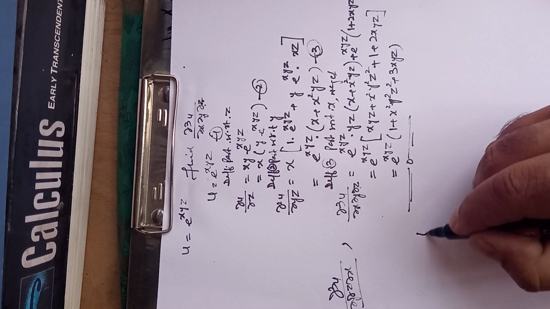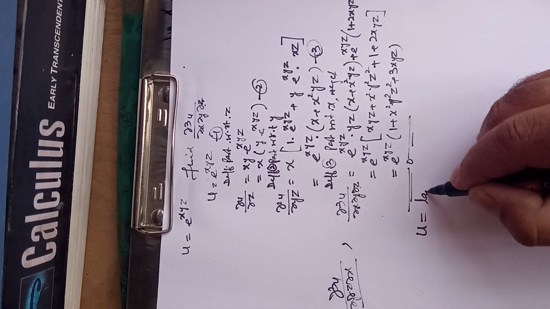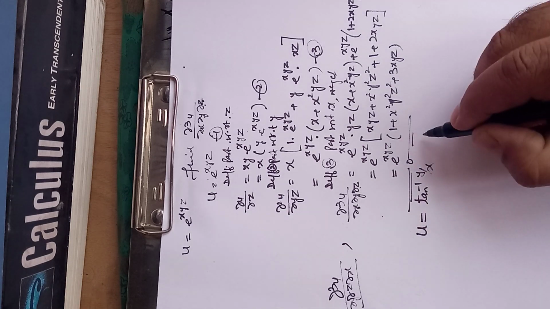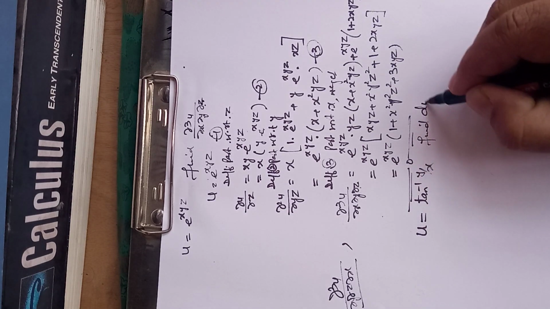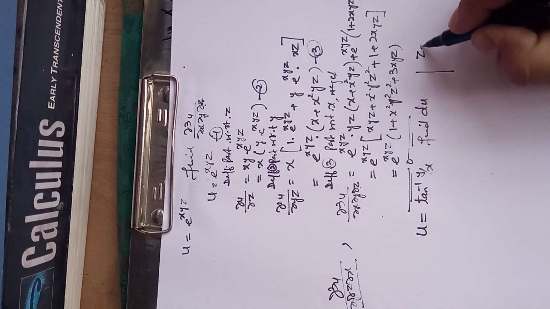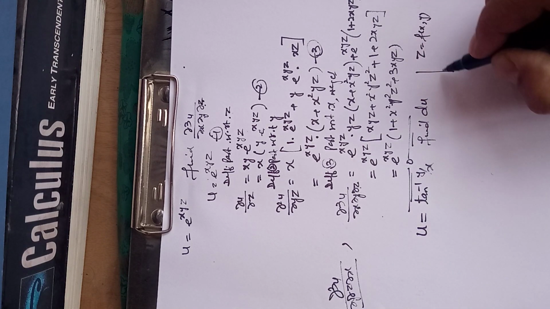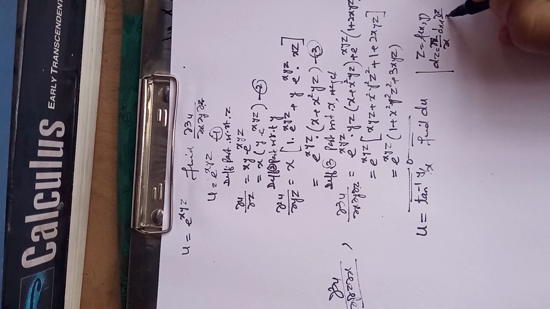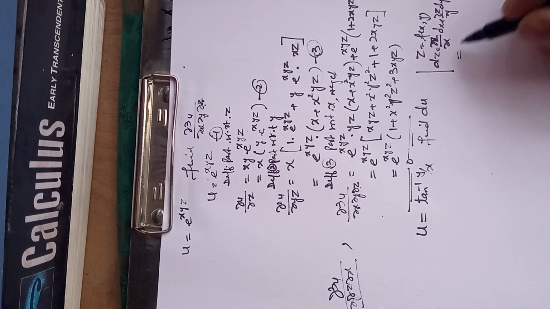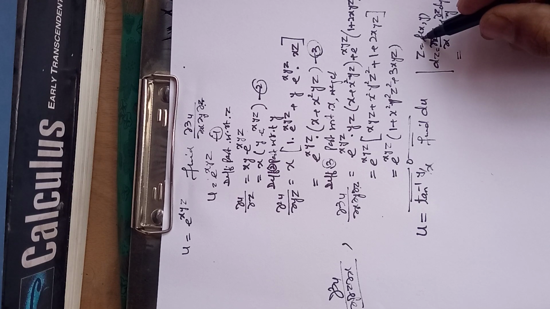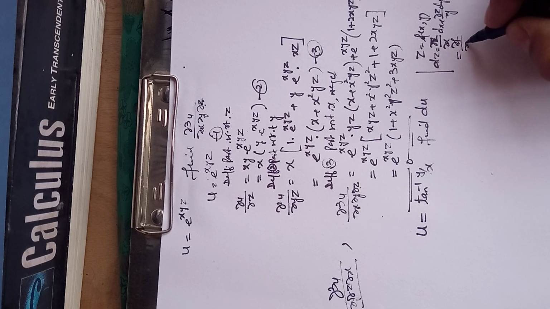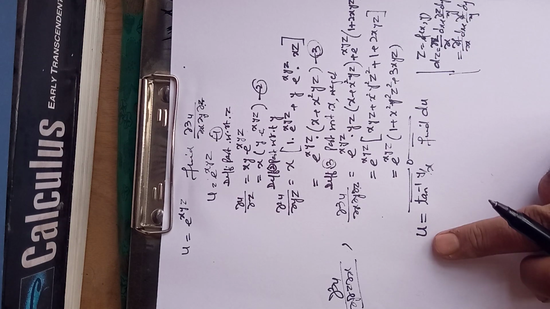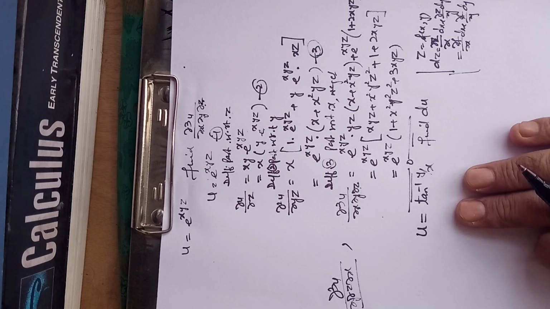Now, let u is equal to tan inverse y by x. You have to find du. You have seen that if z is a function of x and y, then dz is ∂z/∂x dx plus ∂z/∂y dy. Or you can also write, since z is f, ∂f/∂x dx plus ∂f/∂y dy. This is it. Now here u is a function of x and y. So let me find du.